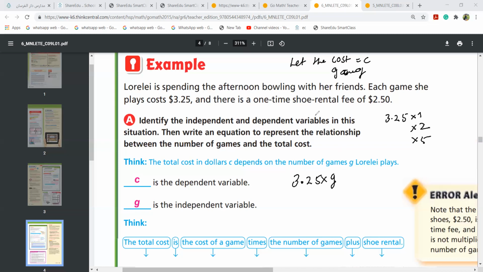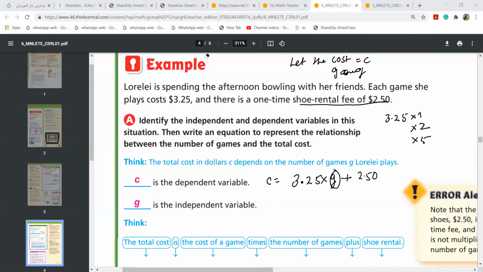Now, why did I add the shoe rental? Because they say that, depending on how many games you play, you need to pay $2.50. So 2 times $2.50, and this is the cost. Every game you need to pay 3.25, so I multiplied, and then you have to give the shoe rental also. That's the reason this is the equation. This is called the equation.